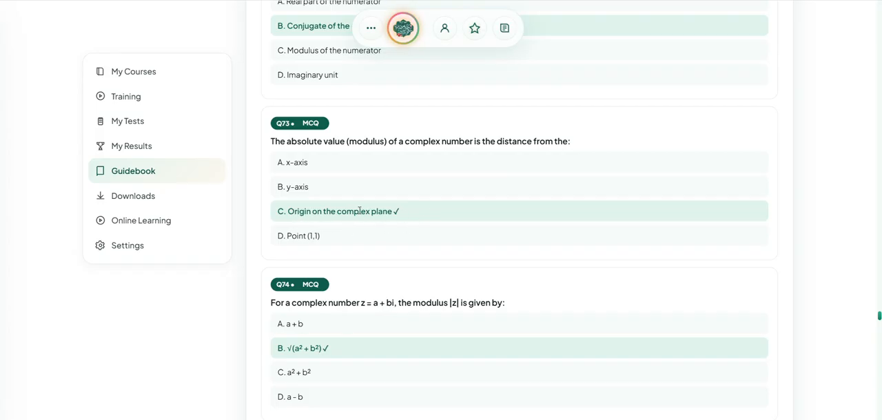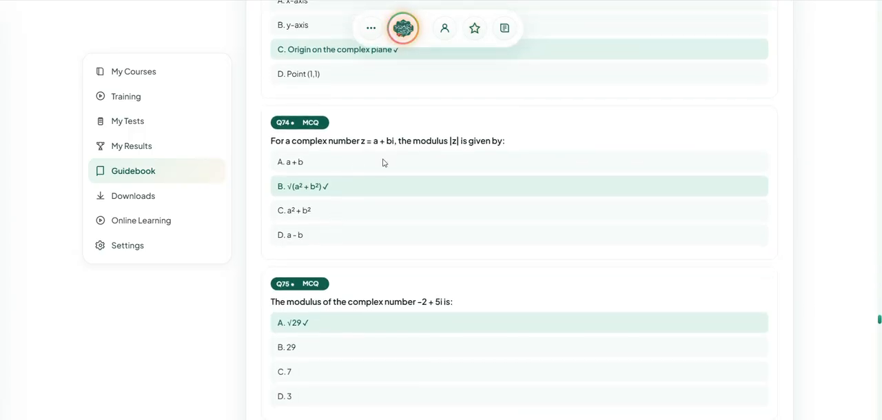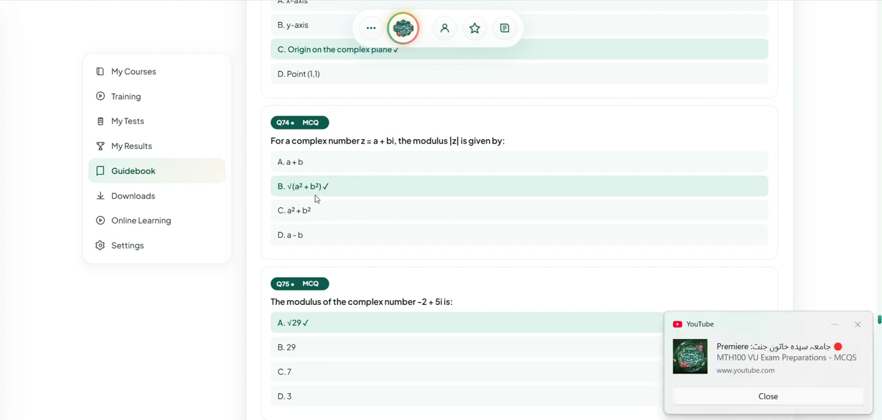Origin on the complex plane. For a complex number z = a + bi, the modulus |z| is given by the square root of a squared plus b squared.